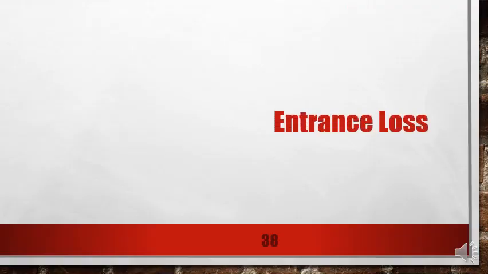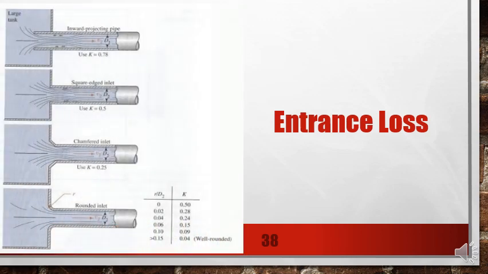So the next part that we're going to discuss is the entrance loss. Entrance loss usually occurs when the fluid flows from a larger tank or reservoir into a pipe like this. If you can see here, there are four categories. This one is considered an inward projecting pipe. If it's an inward projecting pipe, we can just use K equals 0.78.